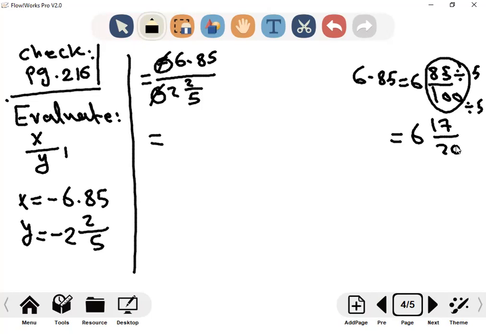Now 20, turn it now. 20 multiply 6 is 120, plus 17, 137 over 20. Take this and put it up.